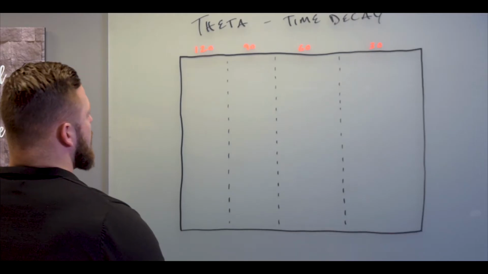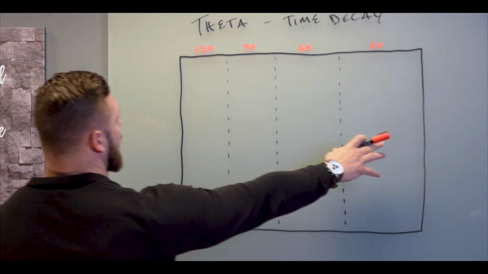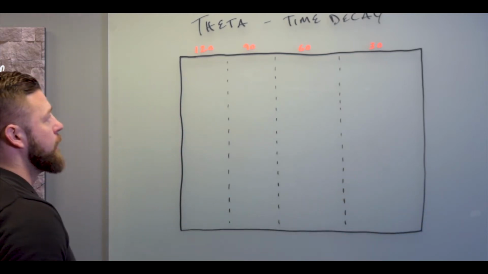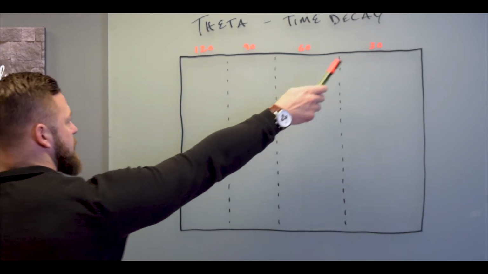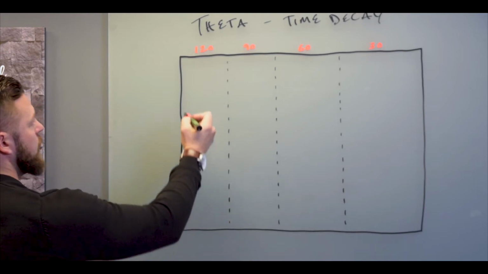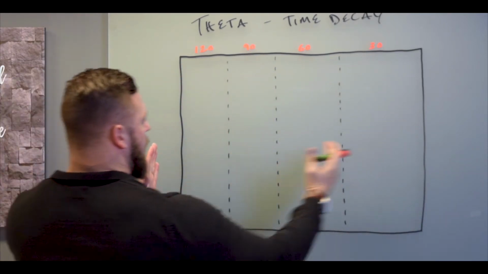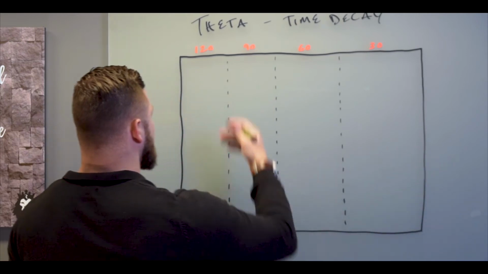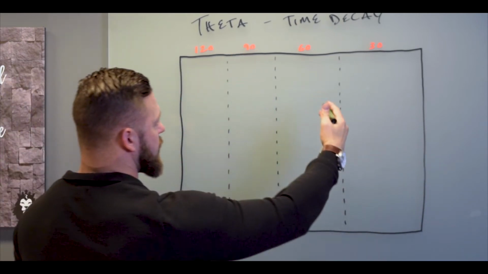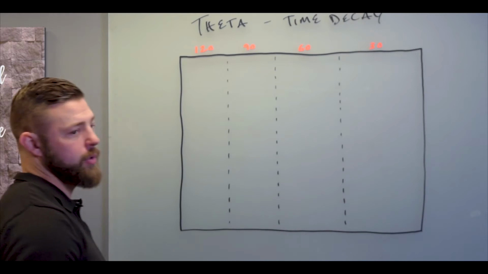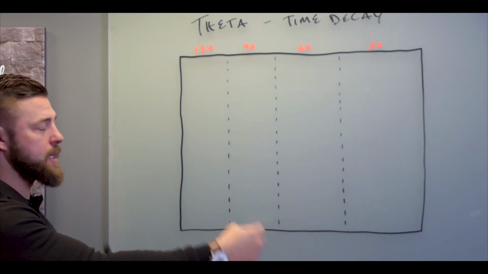So this is a chart of what I would call time decay. You'll see at the top 120, 90, 60, 30. These are actually days to expiration. So the entire range is 120 days. This is the first 30, second 30, third 30, and the final 30 of that 120 day time range.